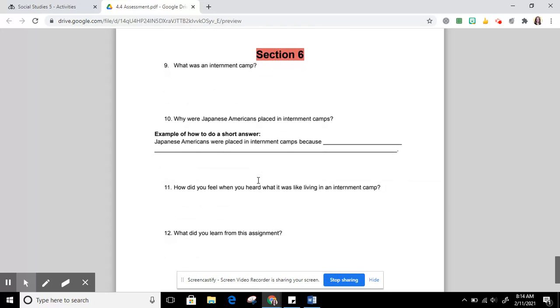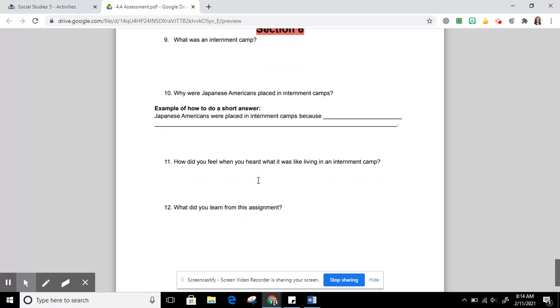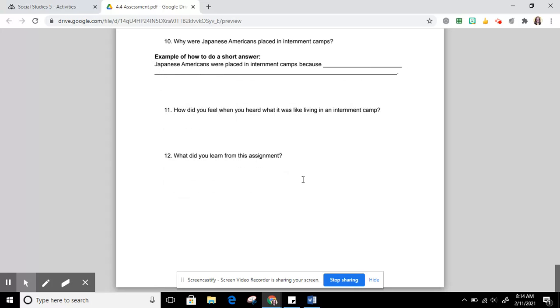Number 10, why were Japanese Americans placed in internment camps? I gave you a fill in the blank here. Japanese Americans were placed in internment camps because. Number 11, how did you feel when you heard what it was like living in an internment camp? Make sure you answer that in a complete sentence. And then number 12, what did you learn from this assignment? So overall, all the things that we've covered in this lesson, what is something that you learned?